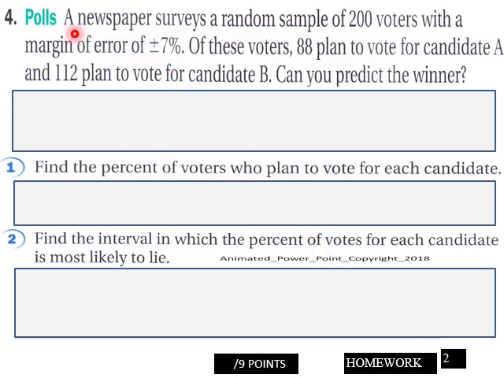Page 2, we continue on here about a newspaper surveys a random sample of 200 voters, plus or minus 7%. Can you predict the winner? Full sentences, students. And then number 1, find a percent of voters who plan to vote for each candidate. Full sentences. Number 2, again, for each candidate is most likely to lie. Find the interval, okay, for that. Full sentences here. You got 9 points here for page 2.